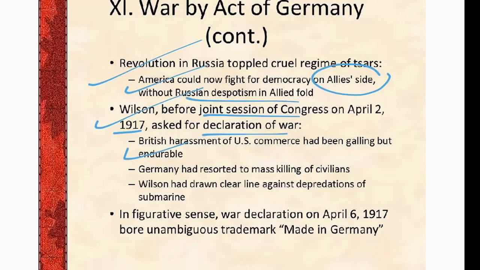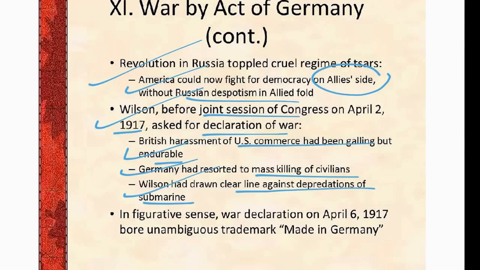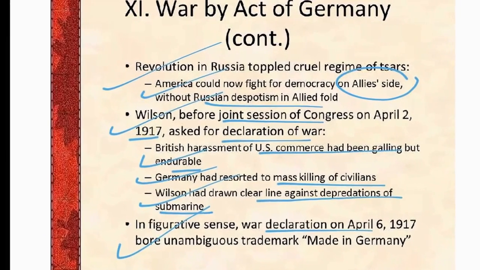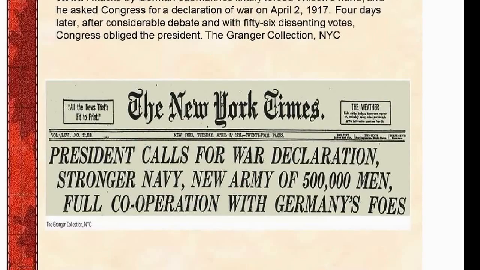As a result of British harassment of U.S. commerce, which had been galling but endurable, Germany had also resorted to the mass killing of civilians by this point, and Wilson had drawn the clear line against the depredations of the submarine. In the figurative sense, the war declaration on April 6, 1917, bore the unambiguous trademark "Made in Germany."